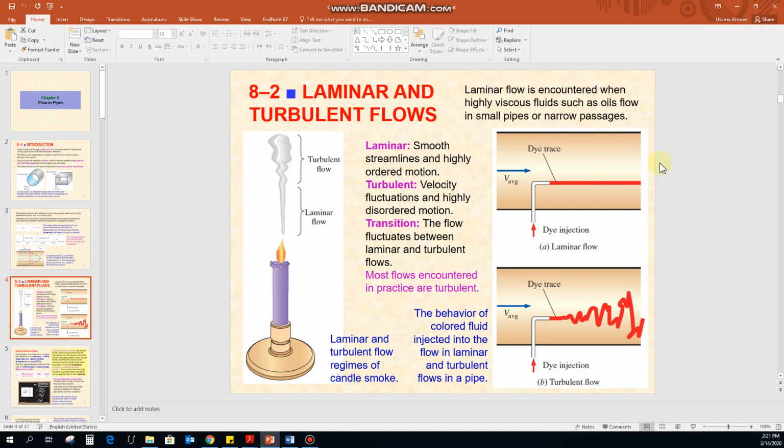Here there is a simple experimentation of the dye that you can use to differentiate between the laminar and the turbulent flow. If you put some dye within the pipeline and some fluid is moving within this pipeline, for the laminar flow you will see that this dye will give you a straight line. What does it mean? That all the fluid layers within this pipeline will be following the same path as that of the previous path, so you can have the straight line.